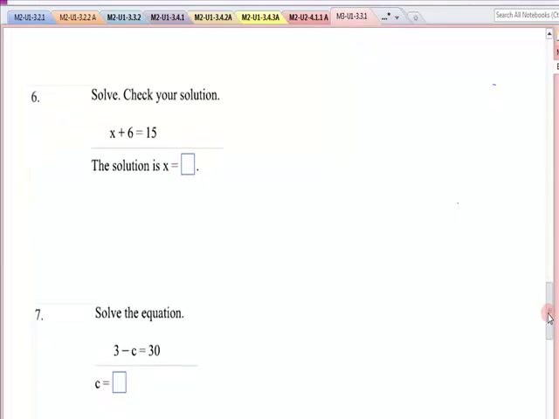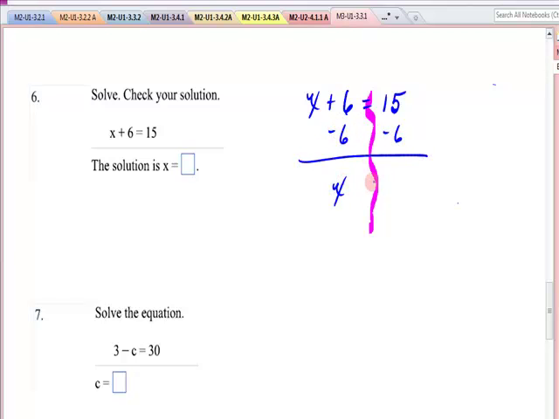Seems like I went from the hard ones to the easy ones. I have x plus 6 is equal to 15. There's no simplifying. I don't have variables on both sides, focused over here. The plus 6 is a constant. I'll do the opposite, which is minus 6. So I have x is equal to 9.